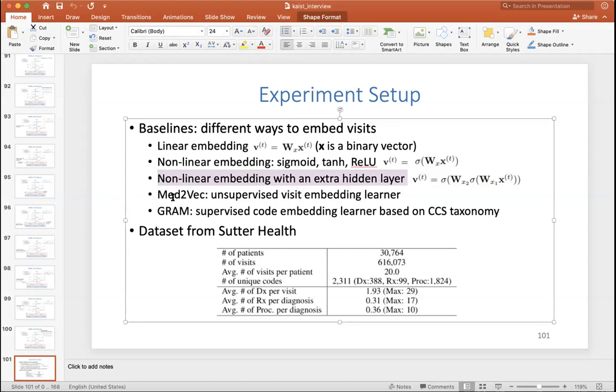Anyway, and then there are two more prior works of mine, Medvedev and Graham, which are clever approaches to modeling a single visit, but they are still using a flattening structure. So okay, five baselines.